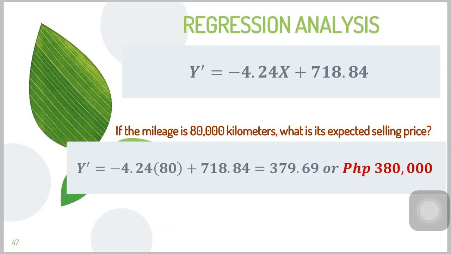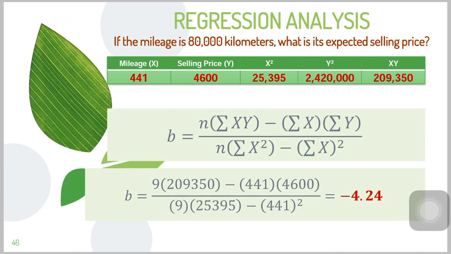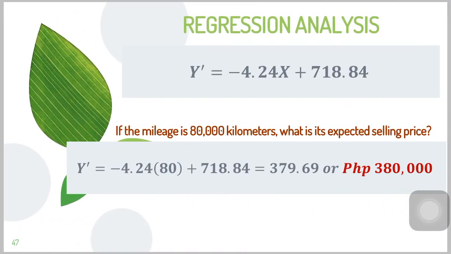That will be y prime equals, what's our B again? Negative 4.24x plus 718.84. Now let's do the prediction. We say if the mileage is 80,000 kilometers, what is its expected selling price?